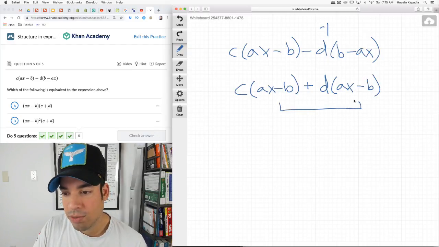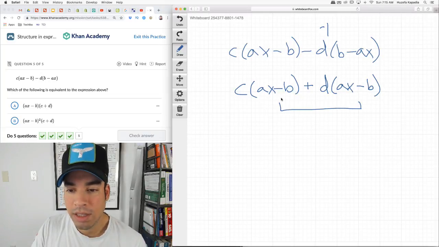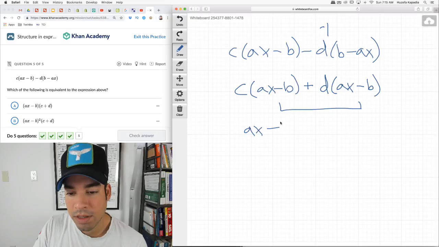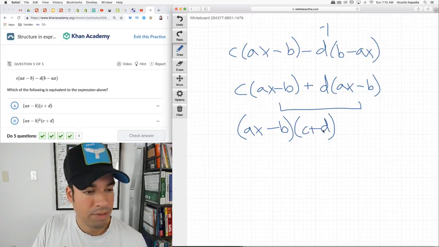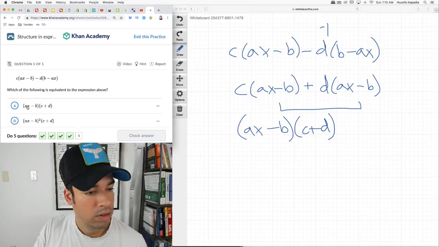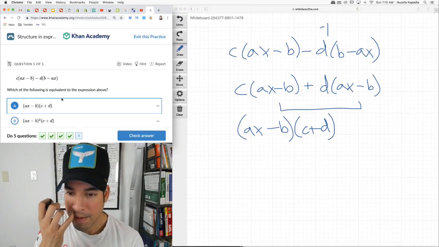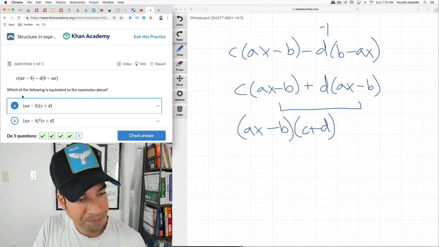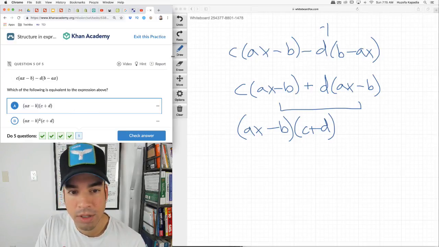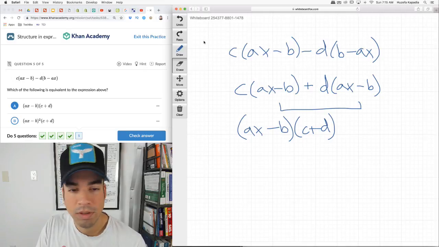Now look, we've got this really nice thing here where this is multiplying by this and this. So let's factor out the ax minus b. You see how it's multiplying this guy and this guy. So now we have c plus d, and that's the factored form. Now, if you wanted further proof that this is correct, I could go ahead and FOIL this and make sure they're equivalent. You know what? I'll do it anyways. Why not? Just to prove.